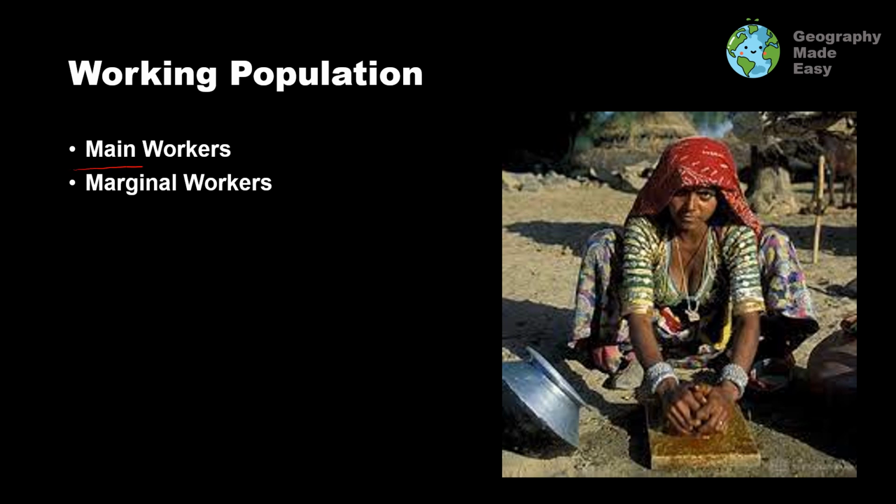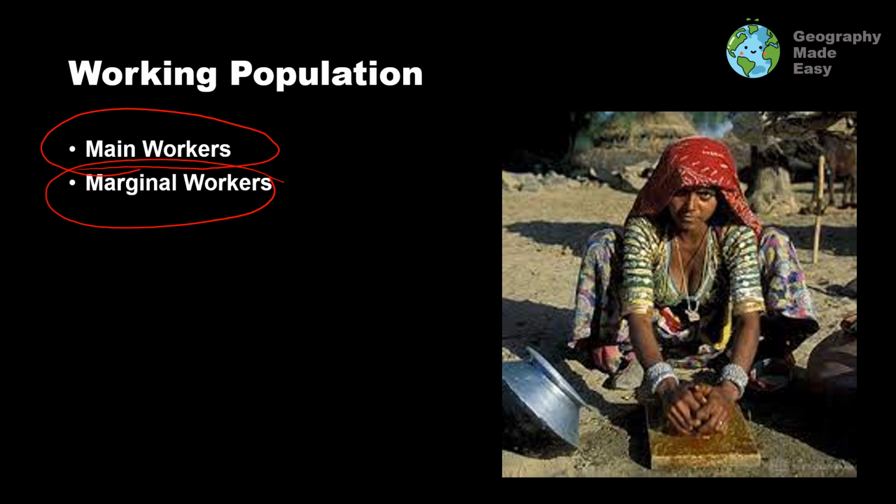We have the main workers and we have the marginal workers. The main workers here are those who are employed throughout the year. The marginal workers are those who are not working throughout the year, and in some cases, they are not owners of the land on which they are working. So, we see that they are dependent on others for their occupation or work.